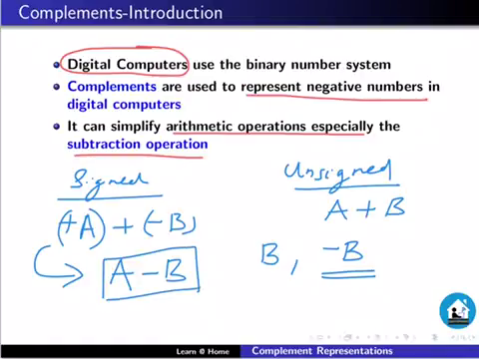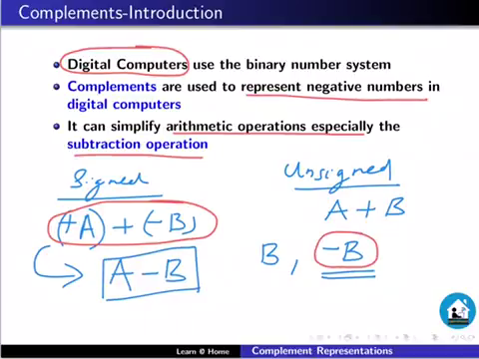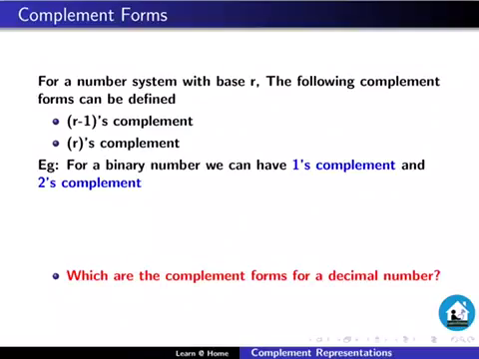So what you want to do is that you need not do a direct subtraction. What you can do is a plus minus b. This is the operation which is done in digital computers. Again, the calculation of minus b is based on a particular complement representation, which we are going to study now. Let us now learn about the types of complement forms.